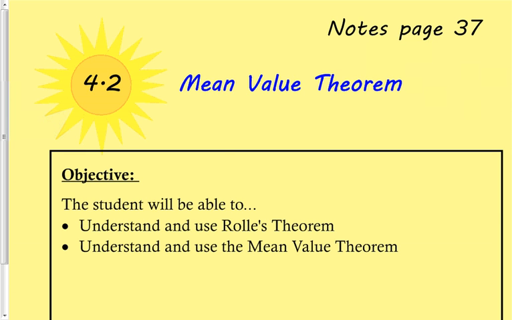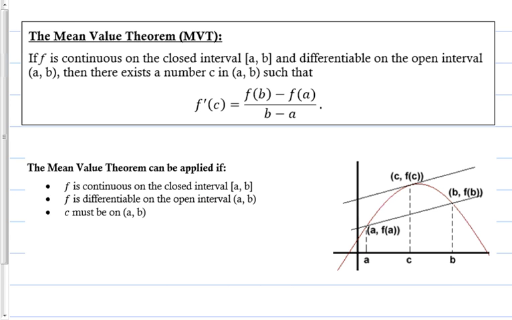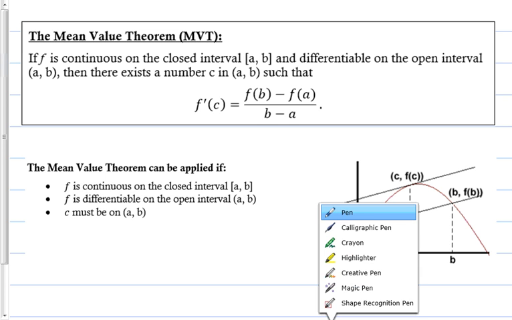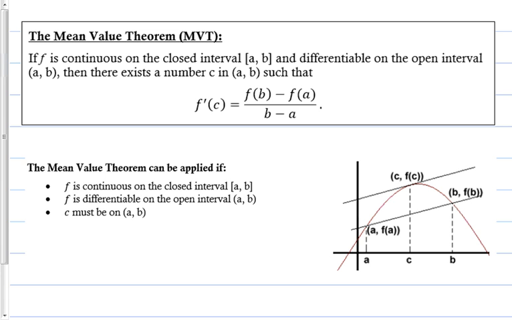Okay, 4.2 mean value theorem. The mean value theorem, or MVT, you'll see it written that way sometimes, says if f is continuous, so f has to be continuous on a closed interval and differentiable on the open interval. So as long as it's differentiable everywhere except for the endpoints, then there exists a number c.